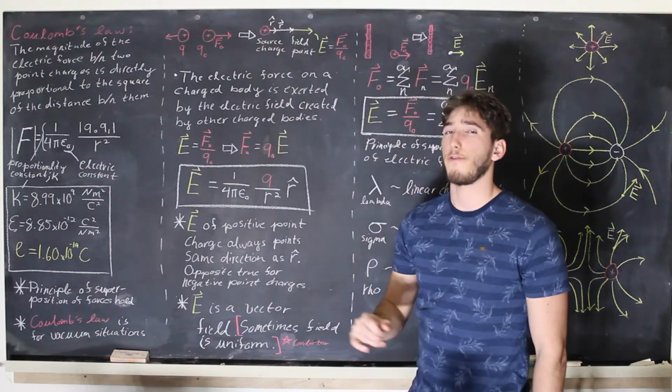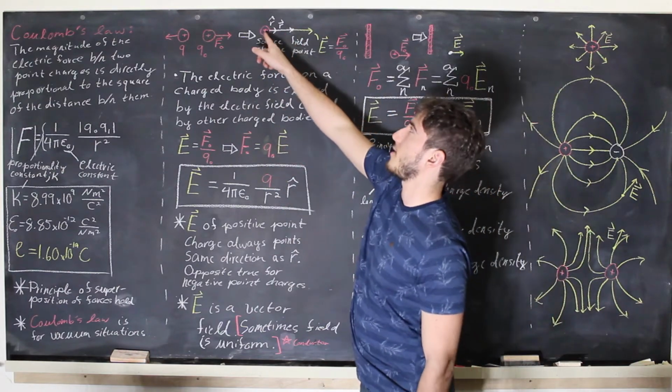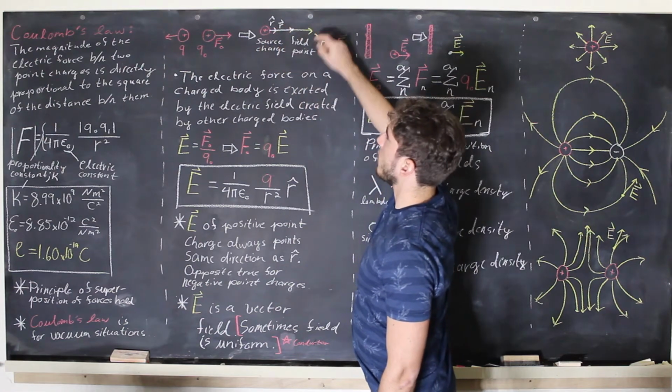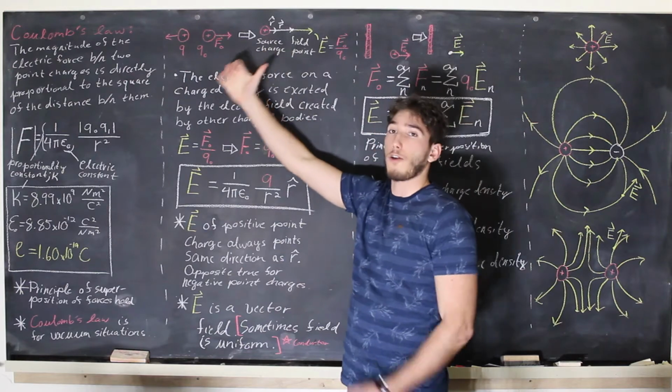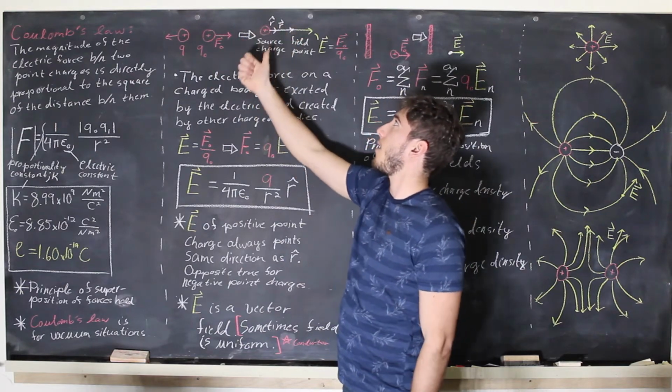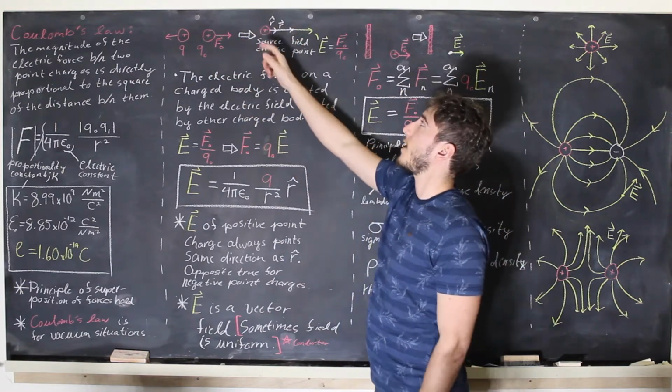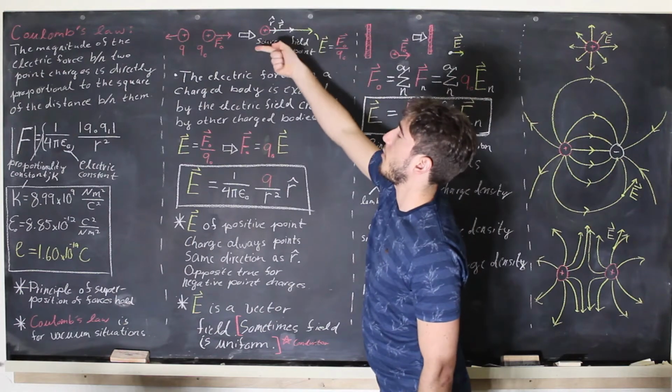And it's the opposite for negative charges. If this was a negative charge, then the electric field being exerted would be in the opposite direction of R. Of course, R is still the same direction, right? R hat is pointing to the right. If this was negative, then the electric field would be pointing to the left.